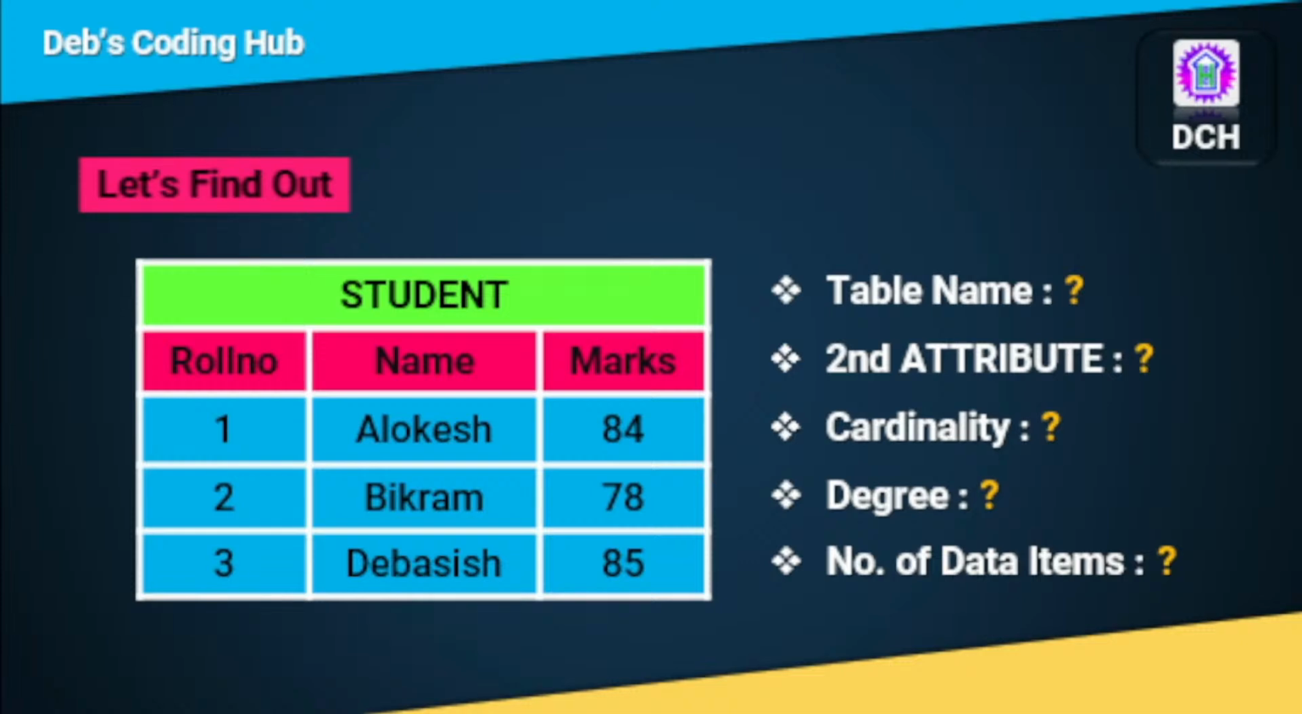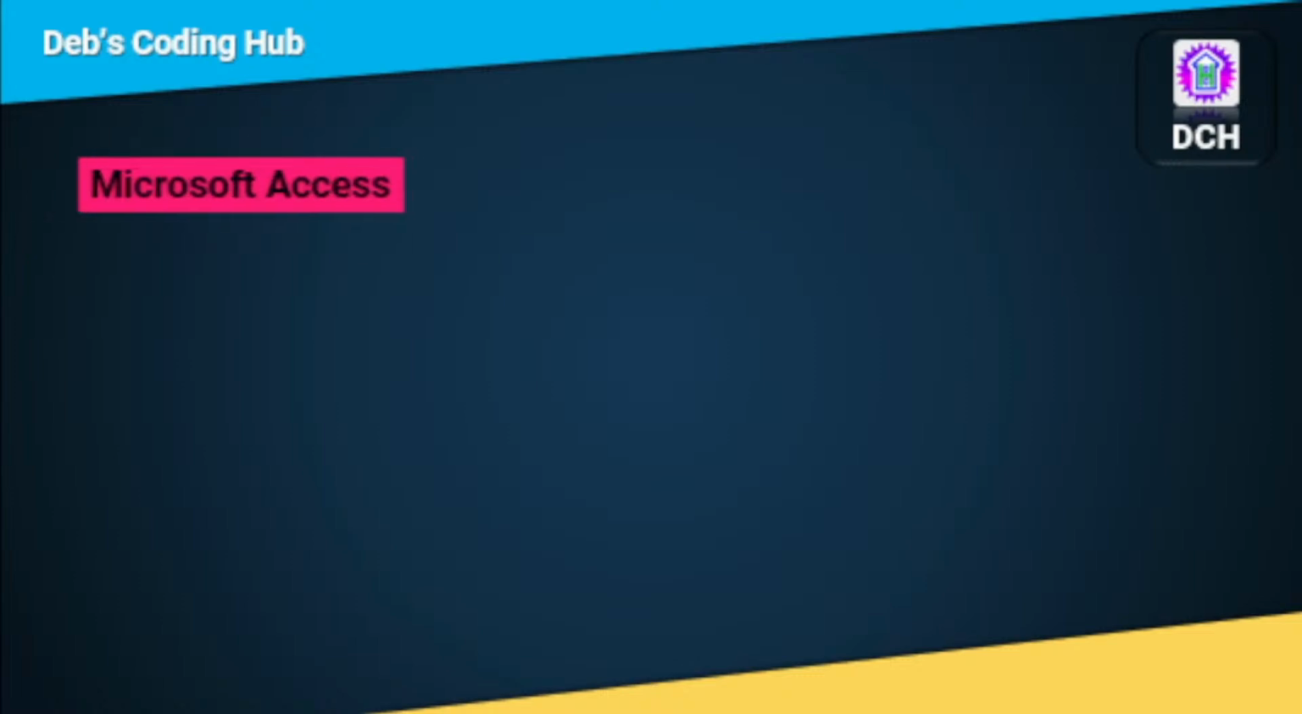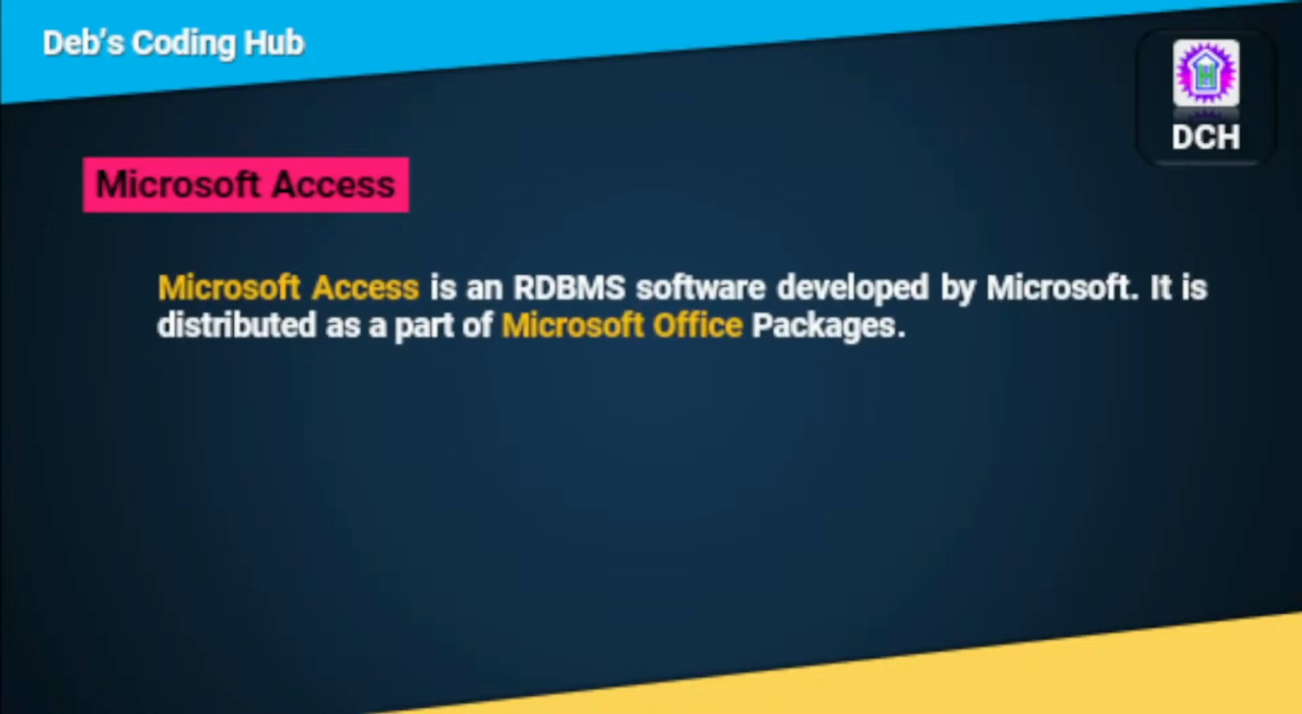Now we'll go for an RDBMS software called MS Access, or Microsoft Access. So what is Microsoft Access? Microsoft Access is an RDBMS software developed by Microsoft. It is distributed as a part of the Microsoft Office package. If we install some versions of the Microsoft Office package, we have MS Access.